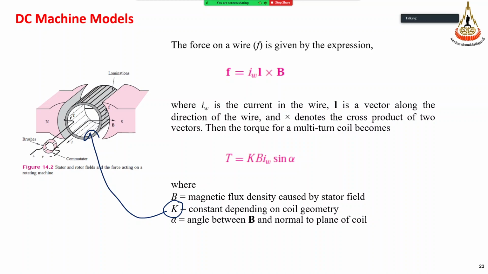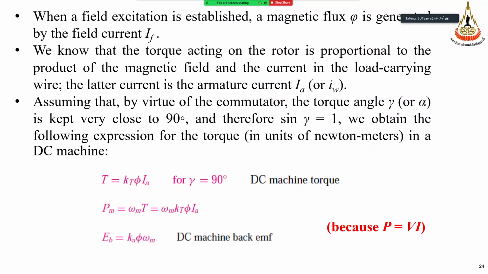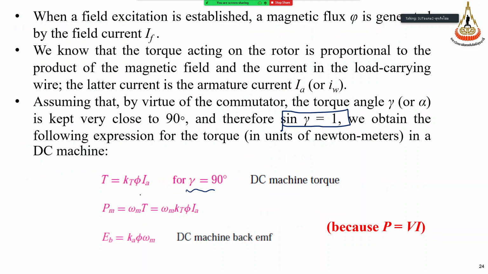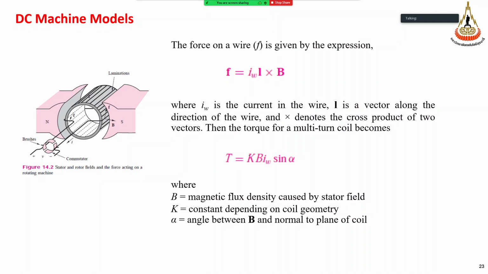B is the flux density caused by the stator field. B is the flux produced by this magnetic field. Usually the angle is close to 90 degrees, so the sine is equal to 1. The power is torque multiplied with omega. Mechanical power P_M may be input or output, but it is mechanical power, torque multiplied with omega. And torque is K phi with the current.